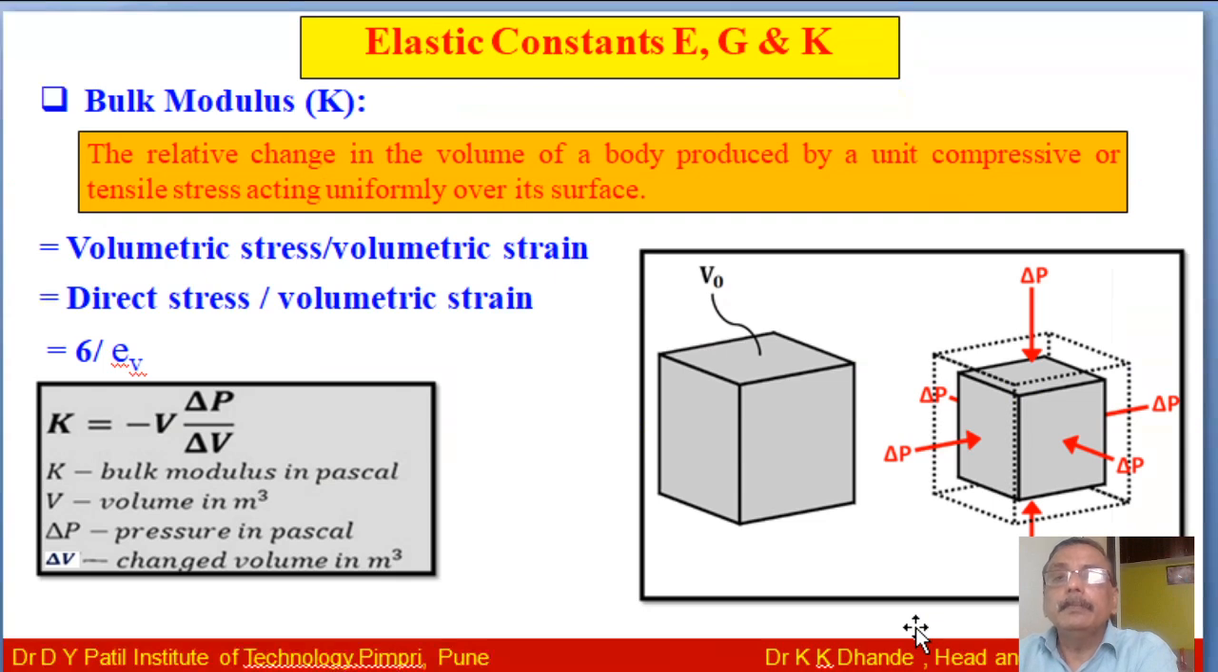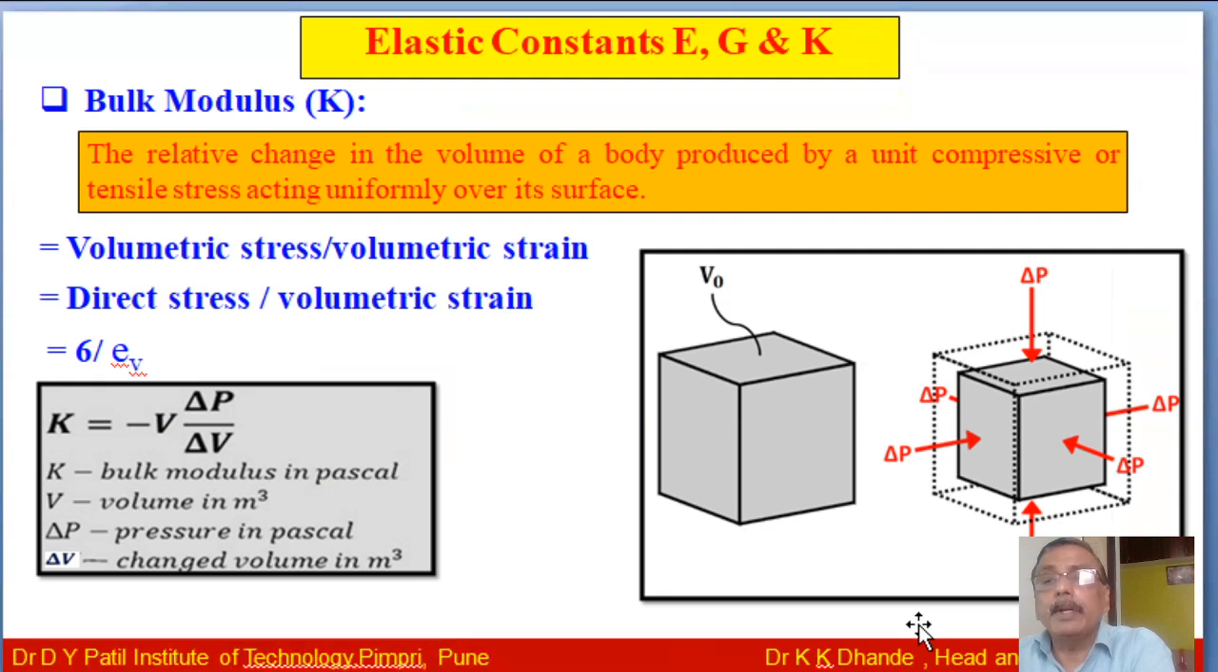The third modulus is bulk modulus. It is denoted by K. It is the relative change in the volume of a body produced by a unit compressive or tensile stress acting uniformly over its surface. Mathematically, we may say that bulk modulus is the ratio of volumetric stress to volumetric strain.